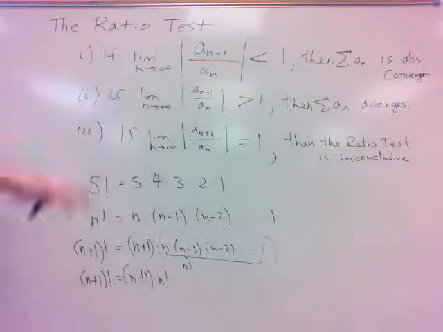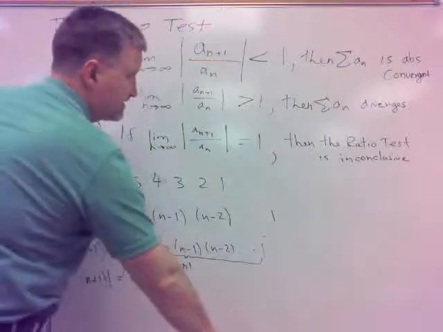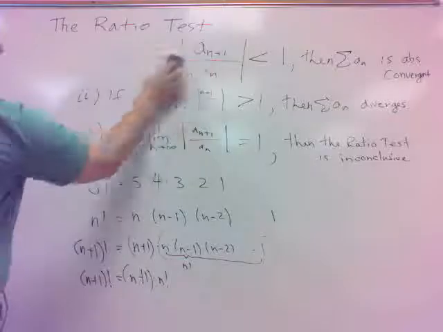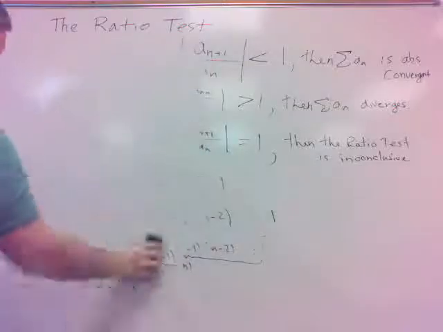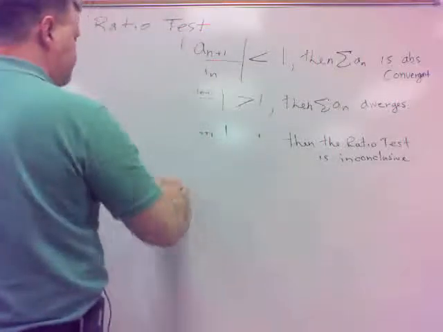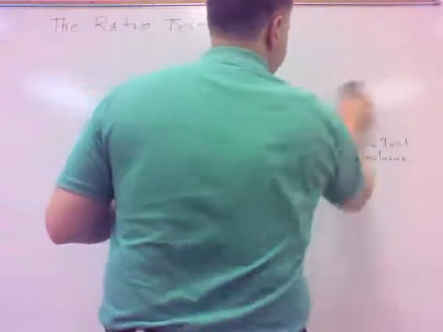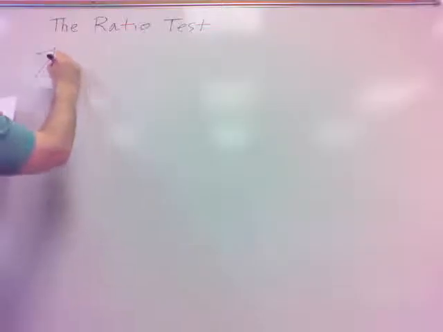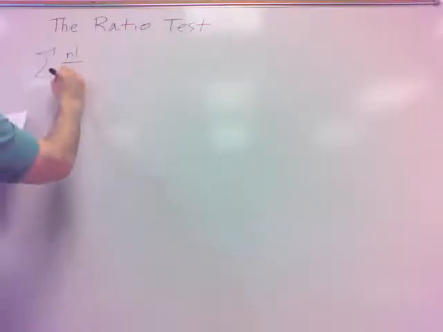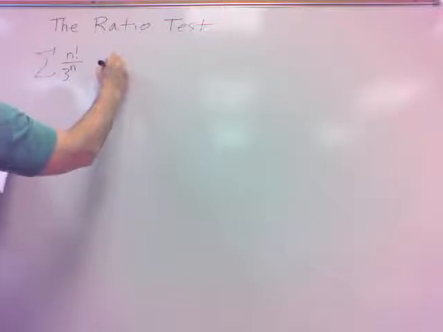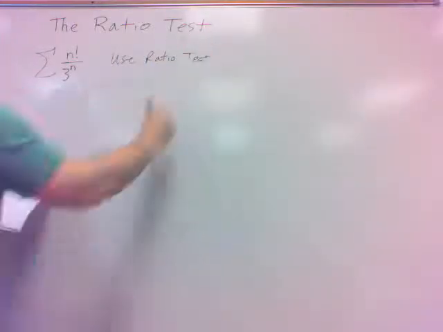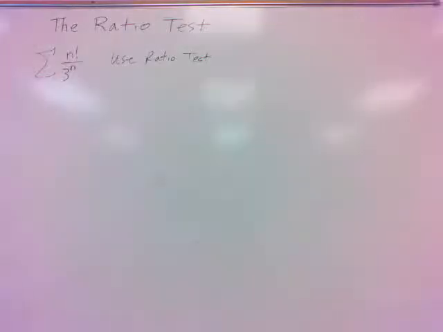So with all that in mind, I'm going to have to erase my test here, but let me do a ratio test example or two along the way. Okay, so we've got the series n factorial over 3 to the n. We're going to use the ratio test here. Like I said, for factorials, ratio test is usually the way you want to go.